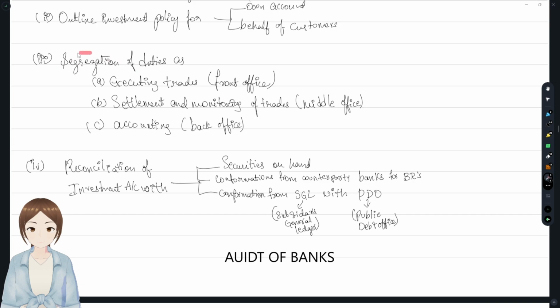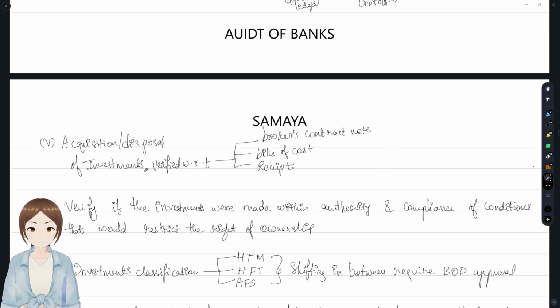So this is just with regards to the duties in the investment department. Then reconciliation of the investment account: our investment account balance should tally with the securities on hand, and confirmations to the counterparty banks for bank BRs, the bank receipts, and confirmation of the subsidiary general ledger with the public debt office. These are all the things we have to get tallied. With regards to acquisition or disposal of investment, it should be verified with respect to the broker's contract note. That is, when we do a sale, brokers give a contract note, and the bills of cost. When we purchase, the bills of cost and the receipt.